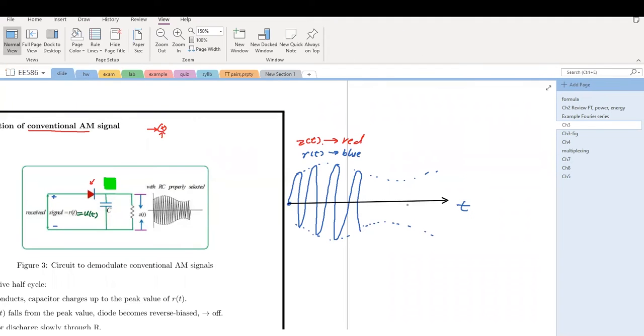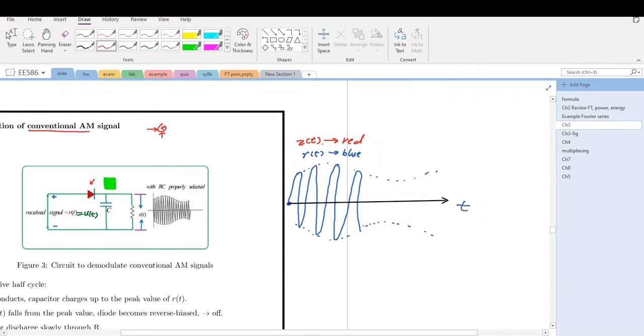Now in this figure, this is the modulated signal on a larger scale. This is the high frequency of the carrier. And you can see the envelope of the carrier, that's the message. I'm going to use red to illustrate the output of the circuit, and blue, that's the input r(t).